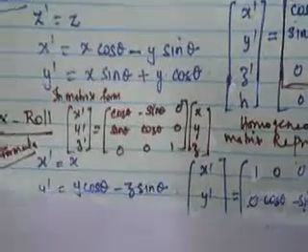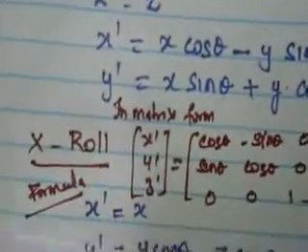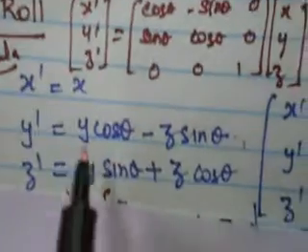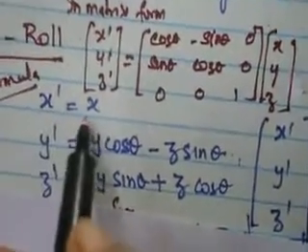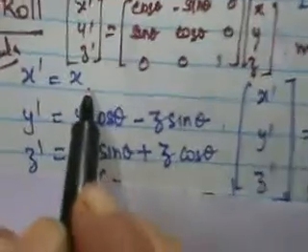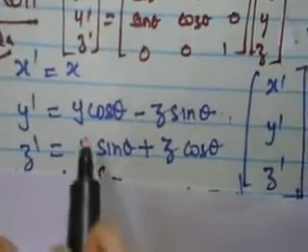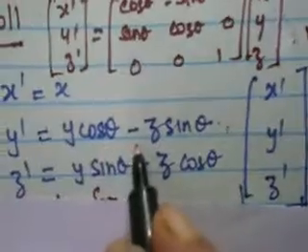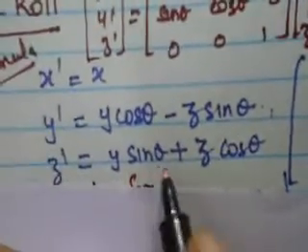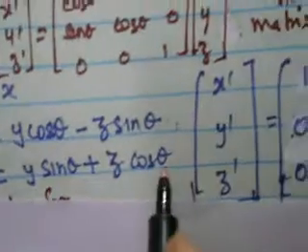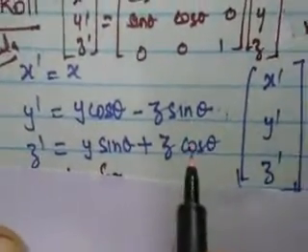Let's move on to the 3D rotation with respect to the x axis. If we are going to rotate with respect to the x axis, we have to retain x as it is without making any changes. The remaining y dash and z dash alone we are going to write here. So y dash is y cos theta minus z sin theta, and z dash is equal to y sin theta plus z cos theta. So this is the formula for 3D rotation with respect to the x axis.